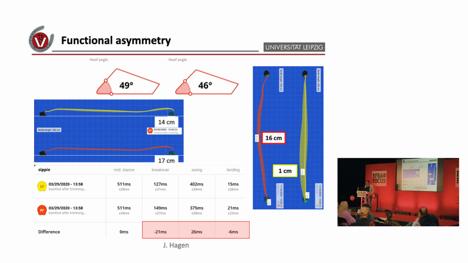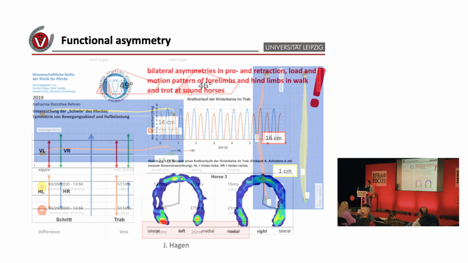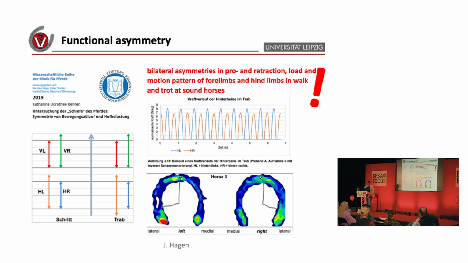Okay, so we definitely know that horses often show quite slight or sometimes very obvious asymmetries in their swing phase or in their stance phase pattern. And there were other research groups showing also the pressure distribution. We did it as well, but we have not published.